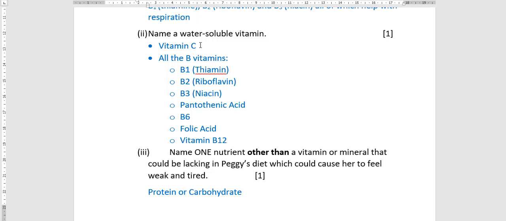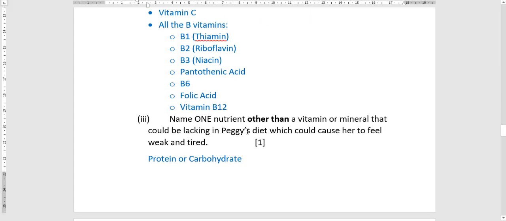pantothenic acid, that's one of the minor vitamins. You're not going to come across that as often. Vitamin B6, folic acid, and vitamin B12. So basically all the B's. So those are your water-soluble vitamins.